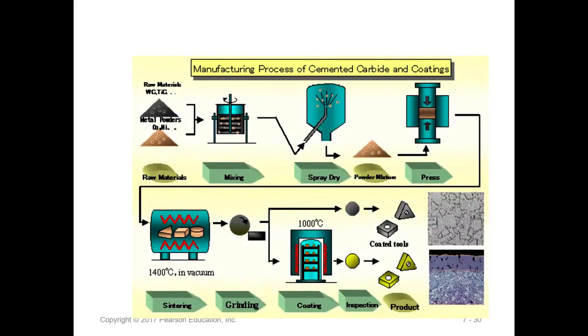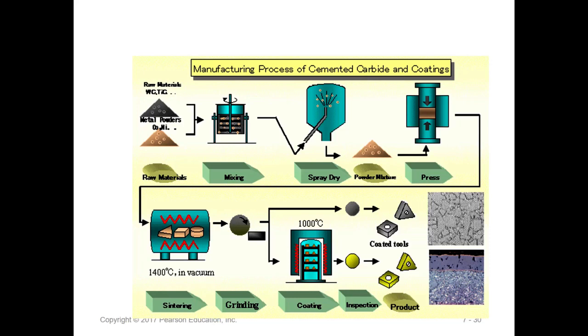So, for example, this is a manufacturing flow chart, a flow diagram, to make the cemented carbide and coatings for inserts for cutting tools, starting from the raw material. The raw material is powder material, and then it is put in the mixing process, and then you add the additives to make the powders stick together, and then put it into the press.